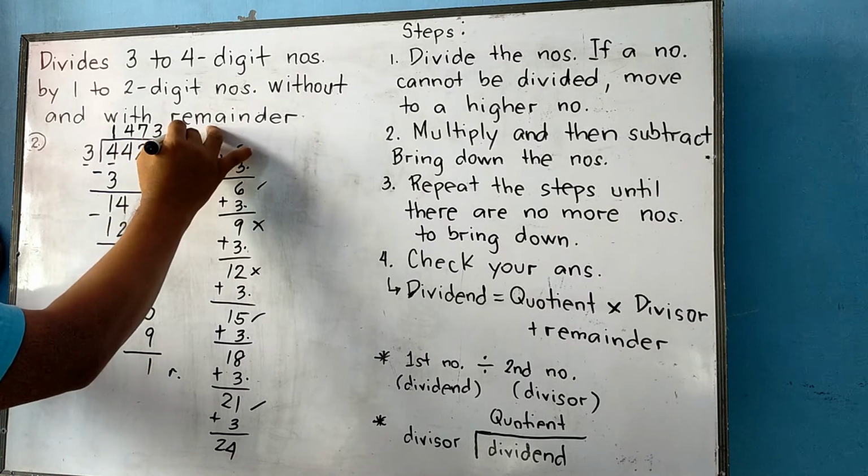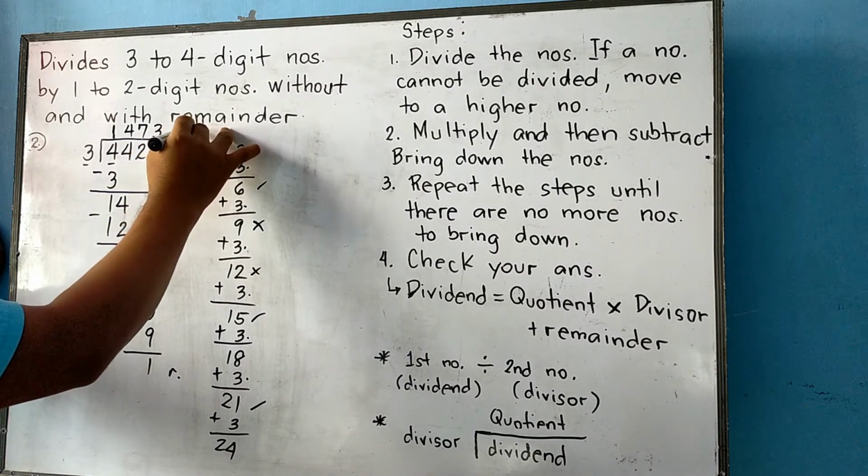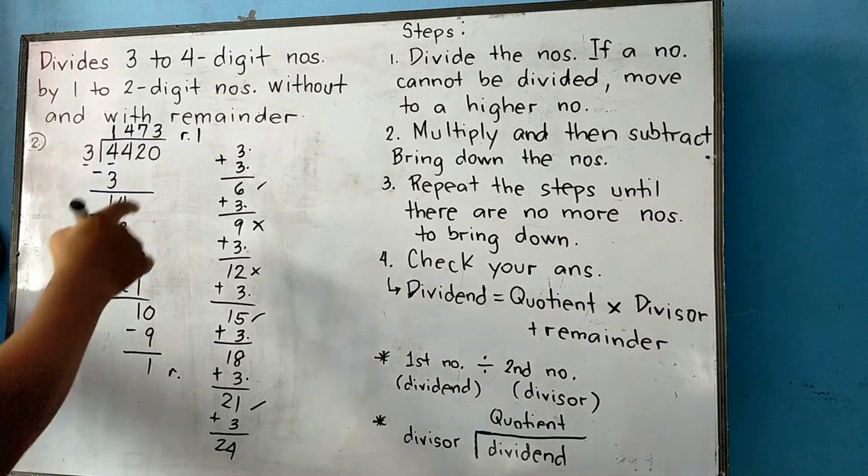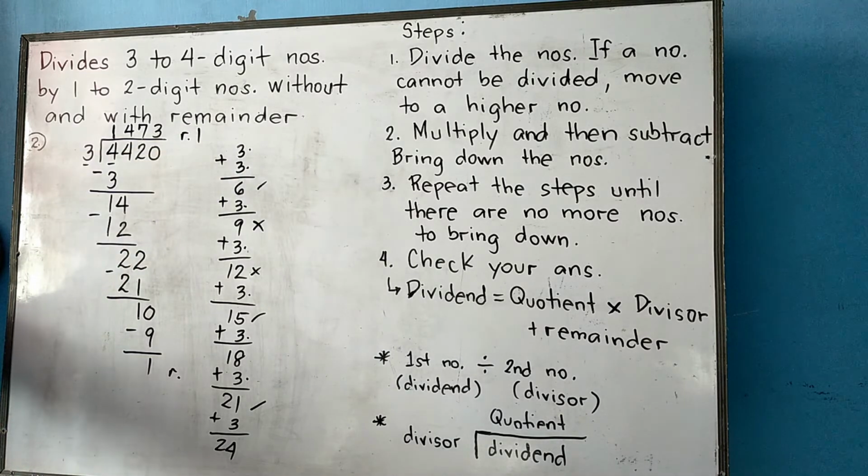Meaning to say, your answer is 1,473, remainder 1. So, that's it. Yun na ulit ang ating sagot. Ayos? Ayos.